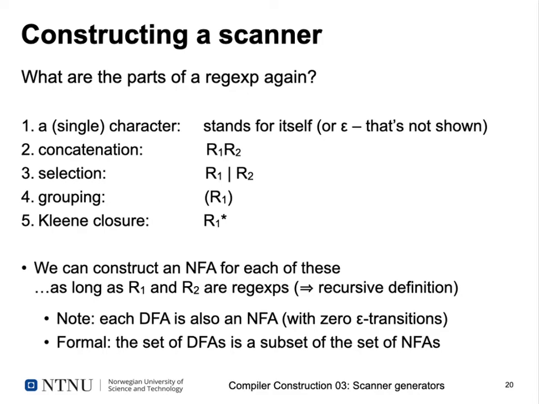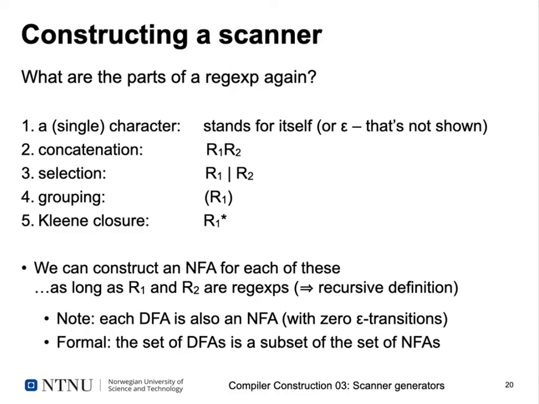If we want to construct a scanner, let's take another look at the parts of our regular expression. First we have a single character which stands for itself, with our special case epsilon, the empty character. Then we can have concatenations, R1 R2, writing two things after another. We can have selections, either R1 or R2. We can have just a grouping, R1 with round brackets, and we can have our Kleene closure, R1 star. We've seen we can construct an NFA for each of these as long as the parts themselves, R1 and R2, are themselves valid regular expressions. So here we have sort of a recursive definition.